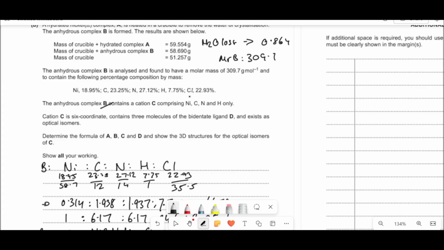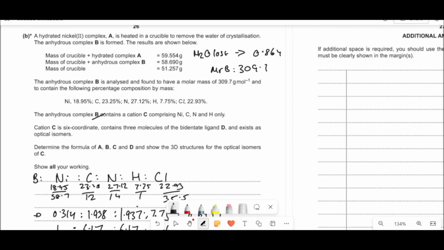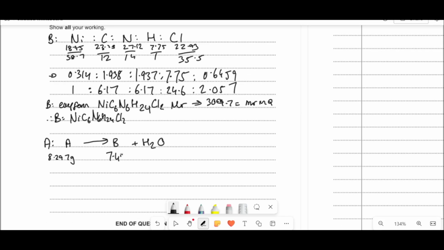59.554 minus 51.257, which is going to be 8.297. So the mass of A, we definitely know, is 8.297 grams. B, we know the mass is going to be 58.690 minus 51.257, which is 7.433 grams.